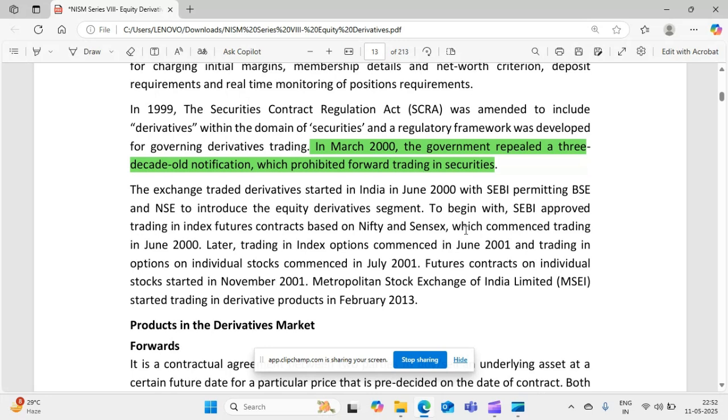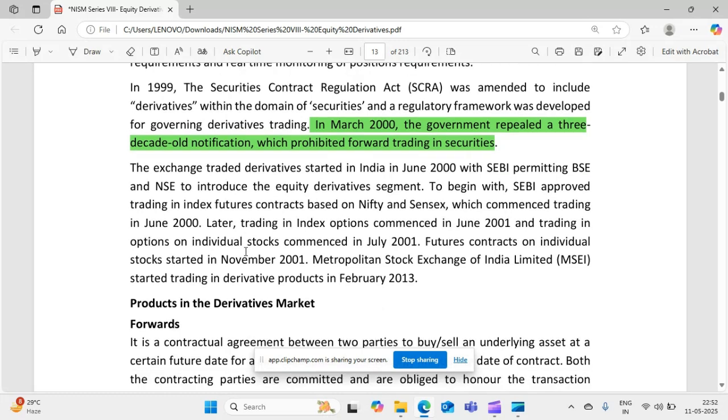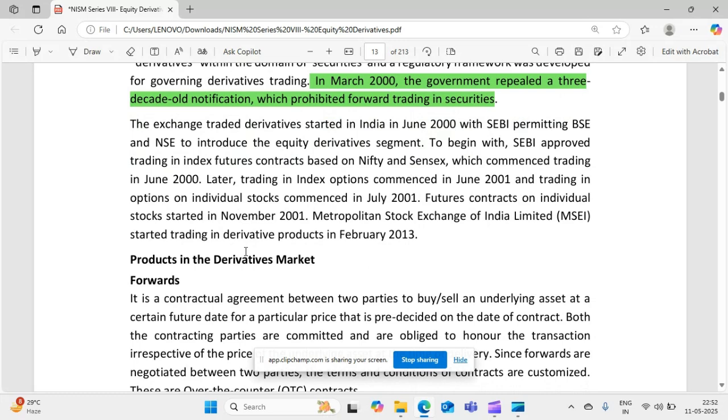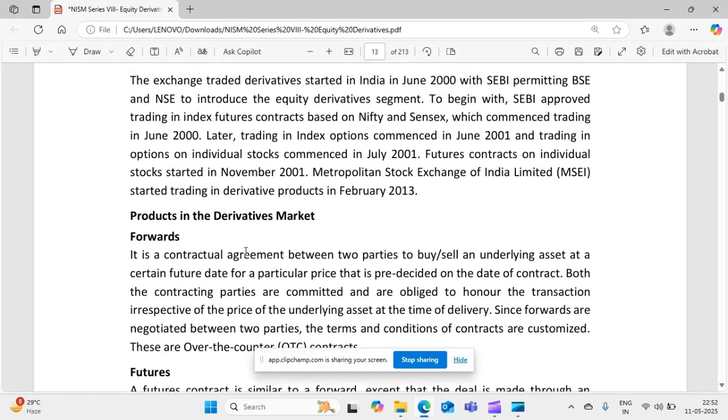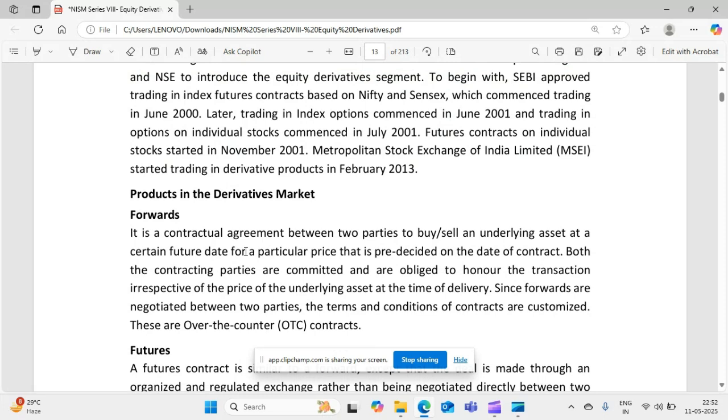Okay, and then we have a growth which happened, right? So that's very clear. So this is something that everybody should know how the growth has happened. Okay, and we have an exchange called Metropolitan Stock Exchange, which started derivatives trading in 2013. So I mean, effectively, there is not much trading that happens there, but you must know that, correct?